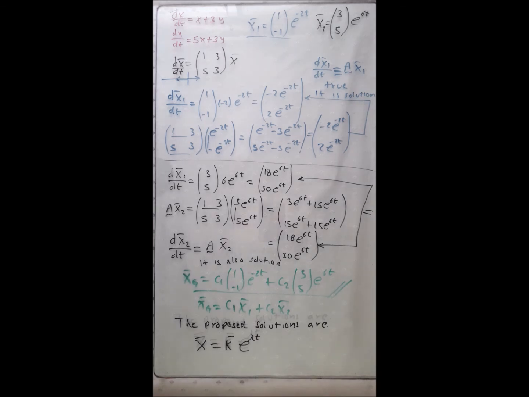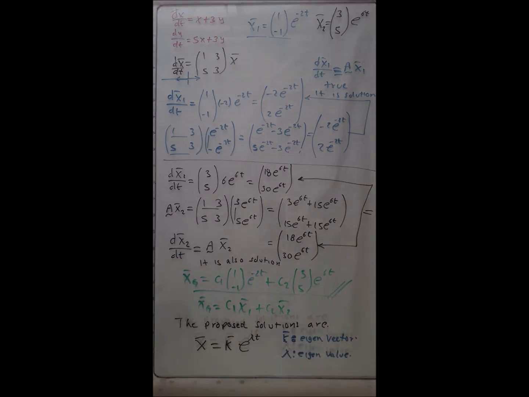How to find the values of the vector and lambda? Okay, you have already seen that before in linear algebra. K happens to be the eigenvector, and lambda happens to be the eigenvalue. But we will see that on the next video.